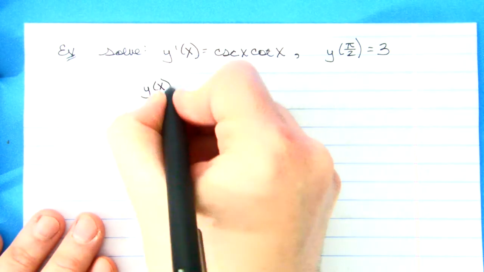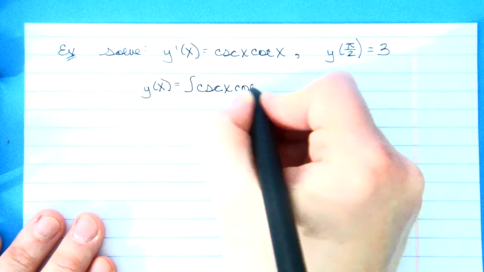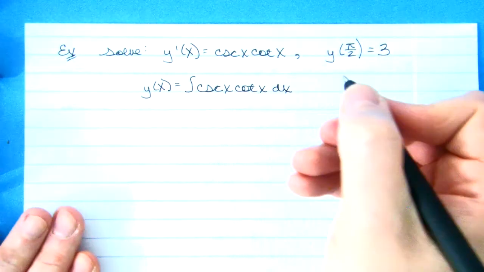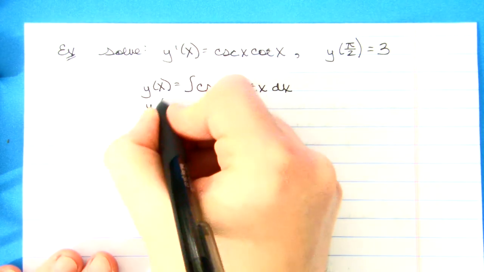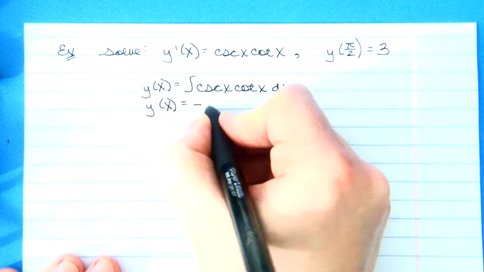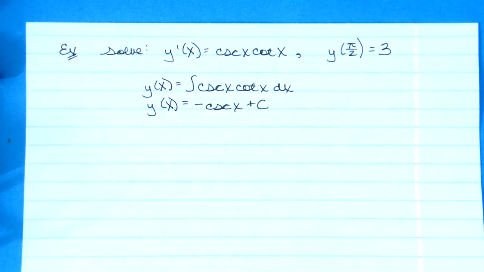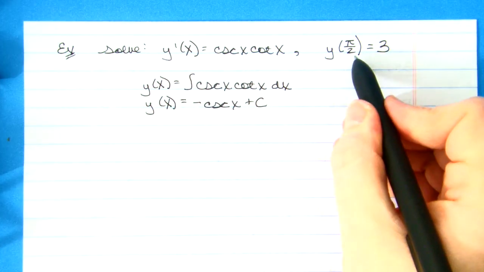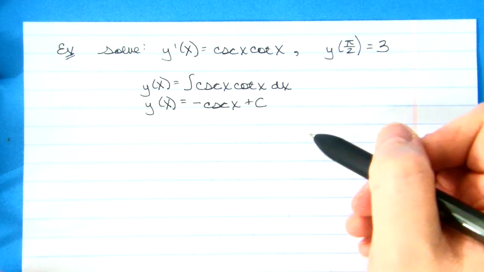Well, y of x is just going to equal the integral of the cosecant of x times the cotangent of x dx. I think you can integrate that. Please integrate that and get your general solution. Y of x is going to equal, well, I know from my basic antiderivative rules, this is negative the cosecant of x plus a constant. And now, I just need you to plug in pi over 2 for x, 3 for y, and solve to get your c. What's your c value?